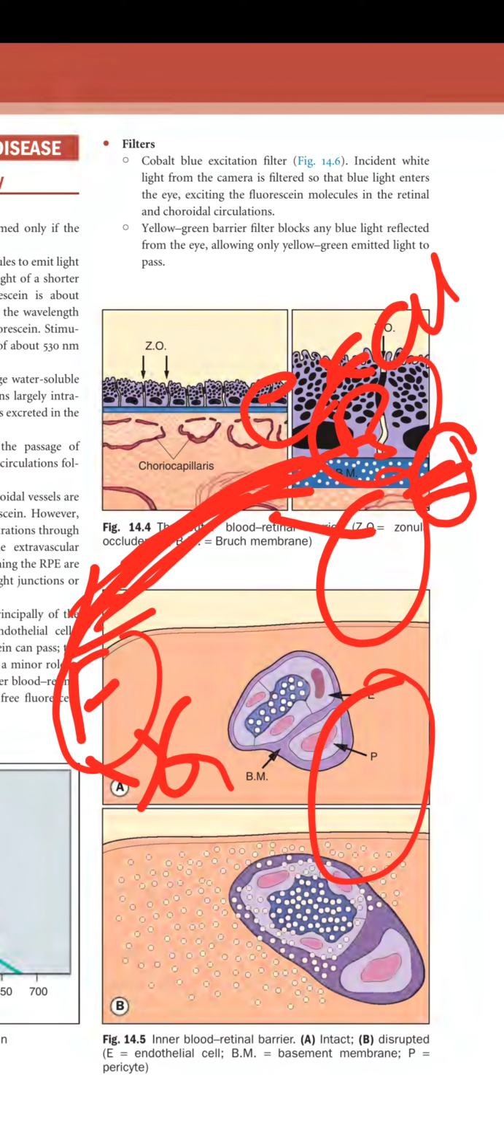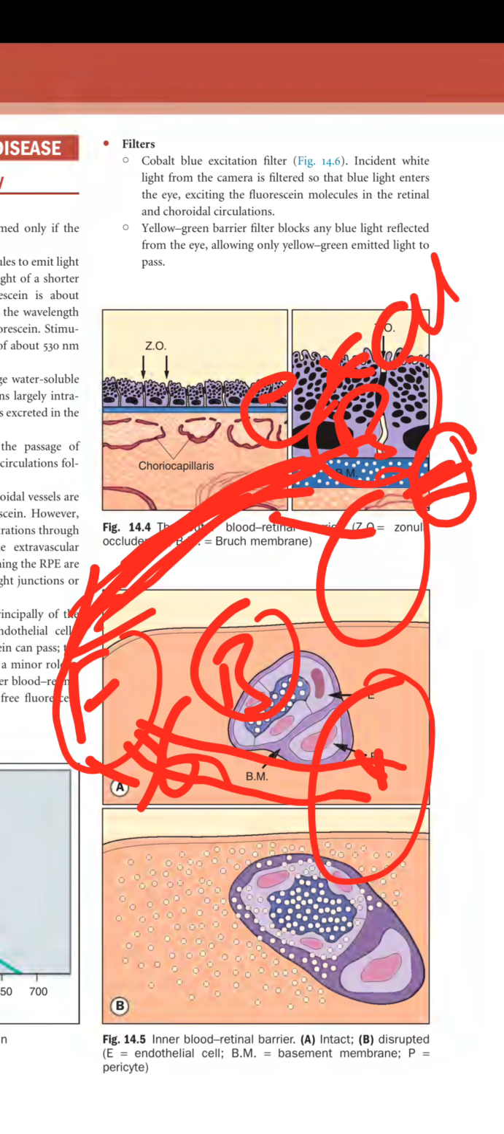The yellow green barrier filter blocks any blue light reflected from the eye, allowing only the yellow green emitted light to pass. So the yellow green filter will block any blue light that is reflected, and only the yellow green light will be allowed to pass.